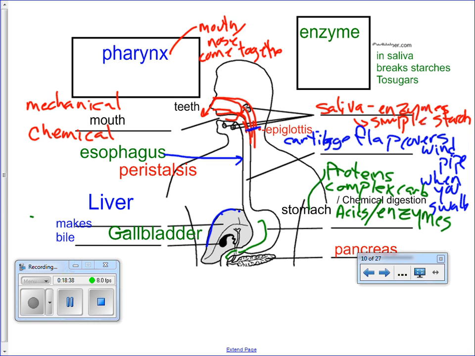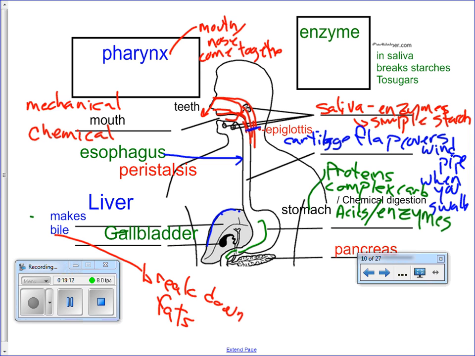The liver produces bile. When you've been really sick and you keep throwing up even though there's nothing in your stomach, there's just that yellow, gross, mucusy stuff that's got the bile in it. So the liver makes bile. The bile is stored in the gallbladder. And who knows, what nutrient does bile help digest? Bile helps break down fats.